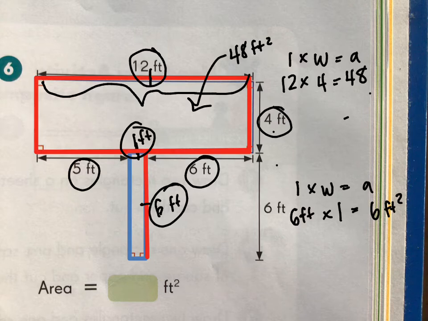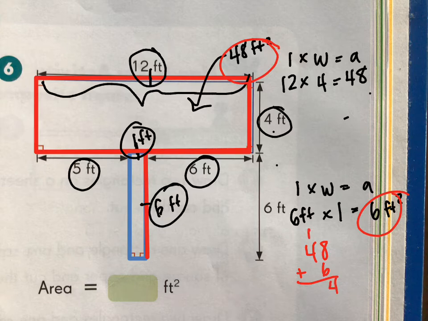So now the last step is to add those two areas together. So I need to add 48 plus 6, and that will give me the total area for this composite figure. So 8 plus 6 is 14. 4 plus 1 is 5. So the area of this shape total would be 54 square feet.